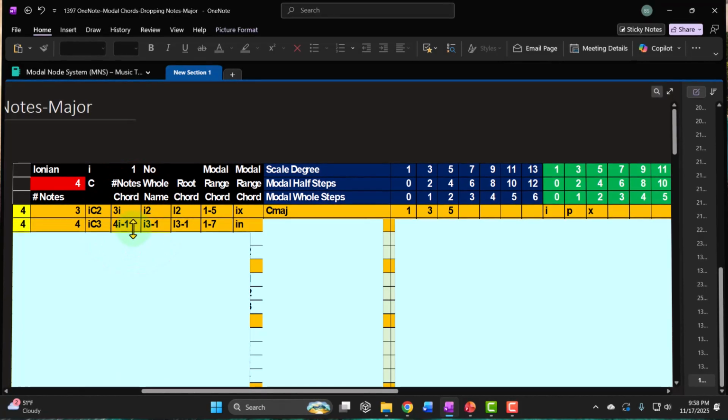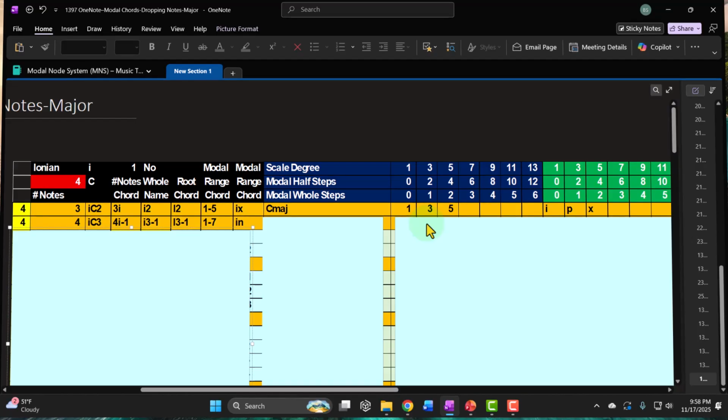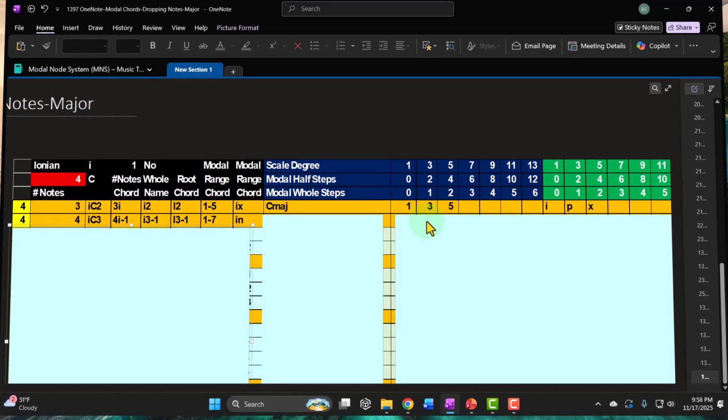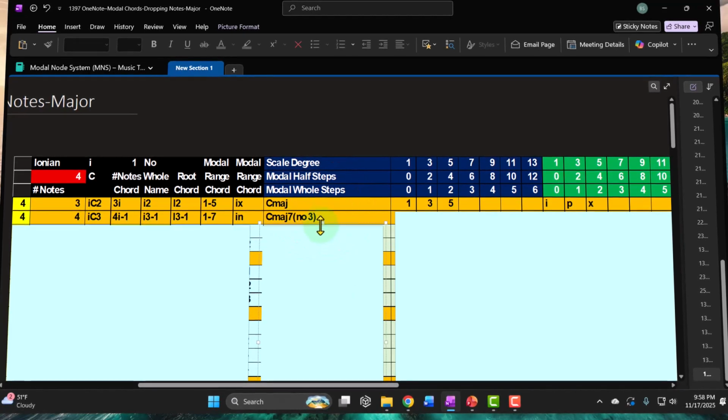That's our starting point. Now notice I can't really do anything with that triad to drop any notes, because if I dropped notes, then it would no longer be a chord if you define a chord as 3 notes. So let's look at the next one.